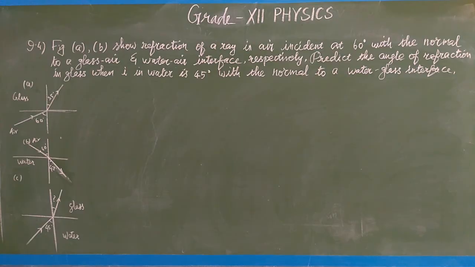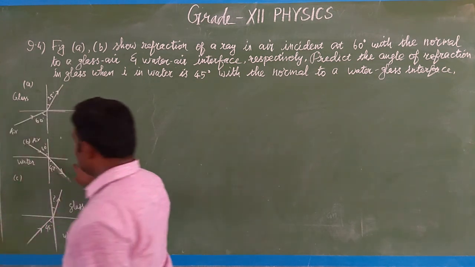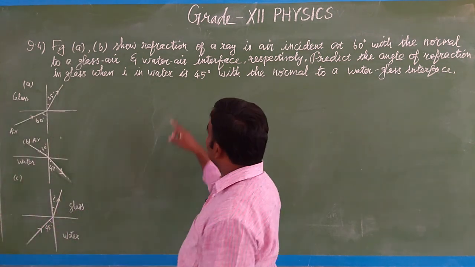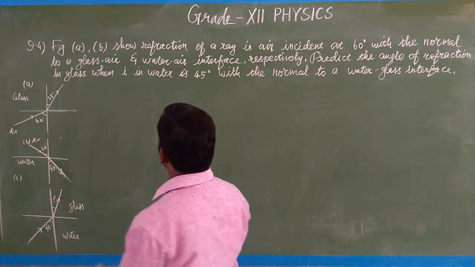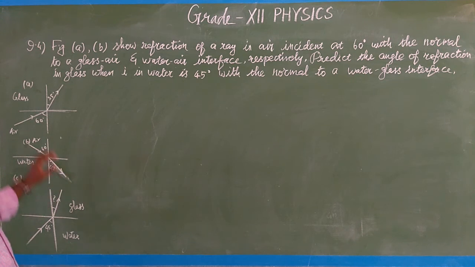The next question. There are three figures given here. Show the refraction of a ray in air incident at 60 degree with the normal towards glass, air. First one, glass-air interface, and then water-air interface. After that, given water to glass.